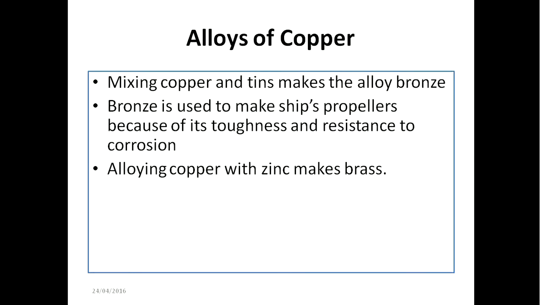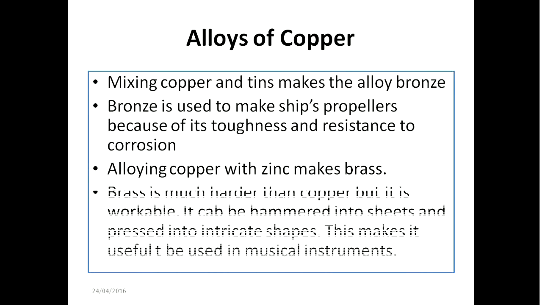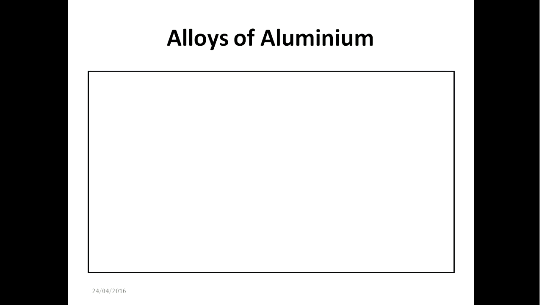Alloying copper with zinc makes brass. Brass is much harder than copper, but it is workable. It can be hammered into sheets and pressed into intricate shapes. This makes it useful for musical instruments.